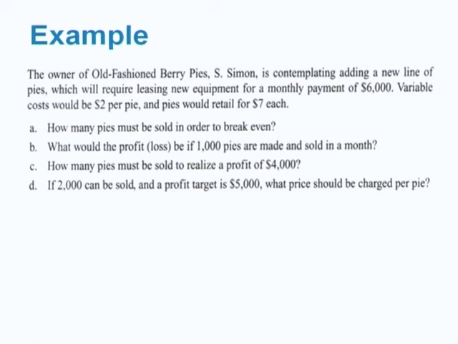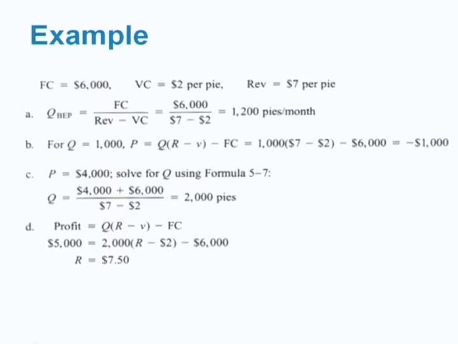And the last problem, they want to know if 2,000 pies can be sold and the profit target is 5,000, what price should be charged per pie? They want to know the new revenue price, right? For the profit equation, profit is equal to Q multiplied by R minus V, minus fixed cost. Profit is 5,000, Q is equal to 2,000, right? They want to know the new value of R, right? The variable cost is 2, minus fixed cost, and then after you solve, you get the new retail price is equal to $7.15.